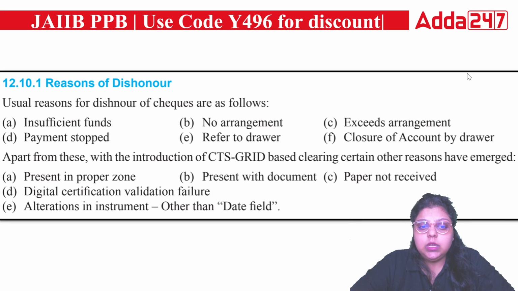Apart from this, with the introduction of CTS grid based clearing centers, certain other reasons for dishonor have emerged: present in proper zone, present with document, paper not received, digital certification validation failure, alteration in instrument other than the date failed. So if any of these have occurred, in that case as well, the check will be returned unpaid, or dishonored.